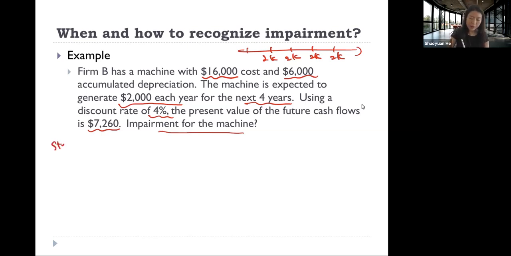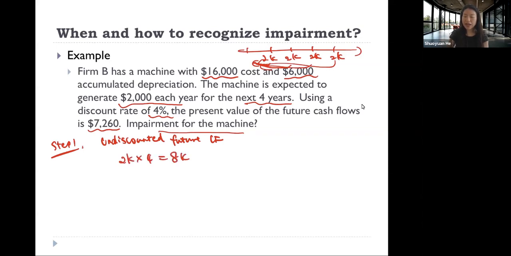So step 1, should we recognize impairment for this machine? To decide whether we should recognize impairment for the machine, we need to compare the undiscounted future cash flow and the book value of the machine. The undiscounted future cash flow is basically the sum of all of its future cash flows, and we don't need to discount it. So it's 2,000 multiplied by 4 years, 8,000.